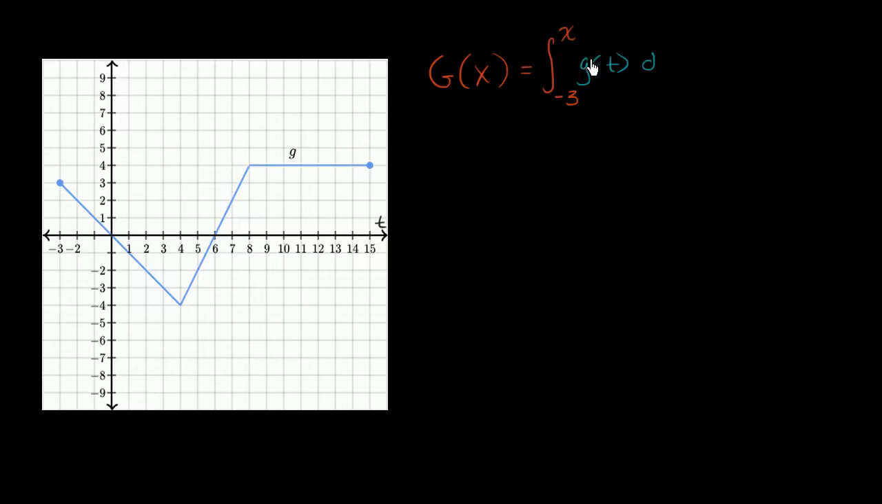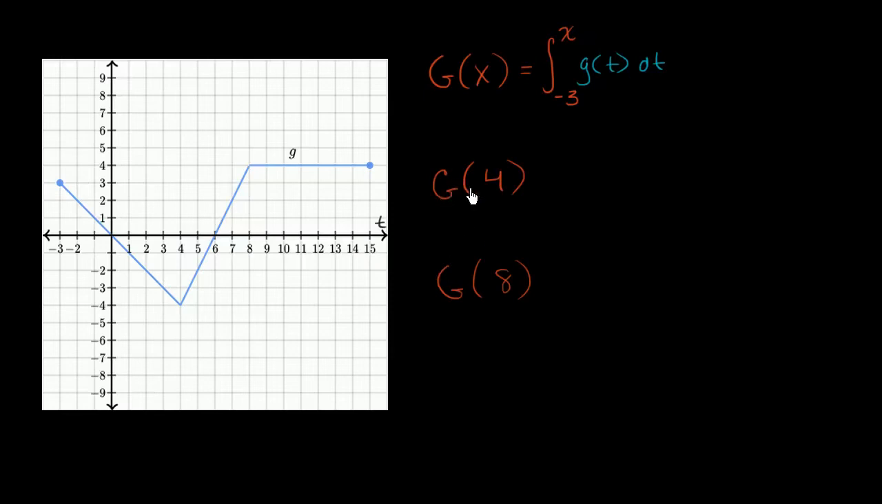dt. So given how we have just defined capital G of x, let's see if we can find some values. So let's evaluate the function capital G at x is equal to 4. And let's also evaluate the function capital G at x is equal to 8. And I encourage you to pause the video right now and to try to think about these on your own, and then we can work through them together.